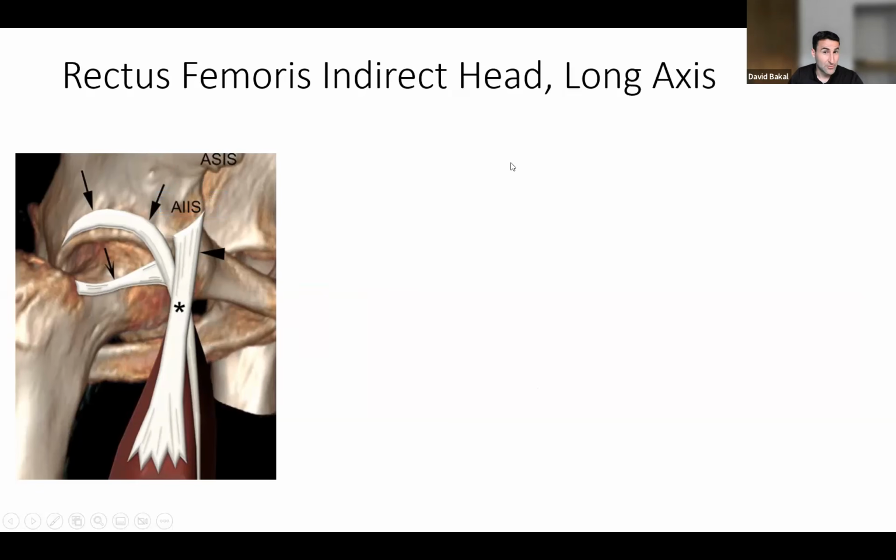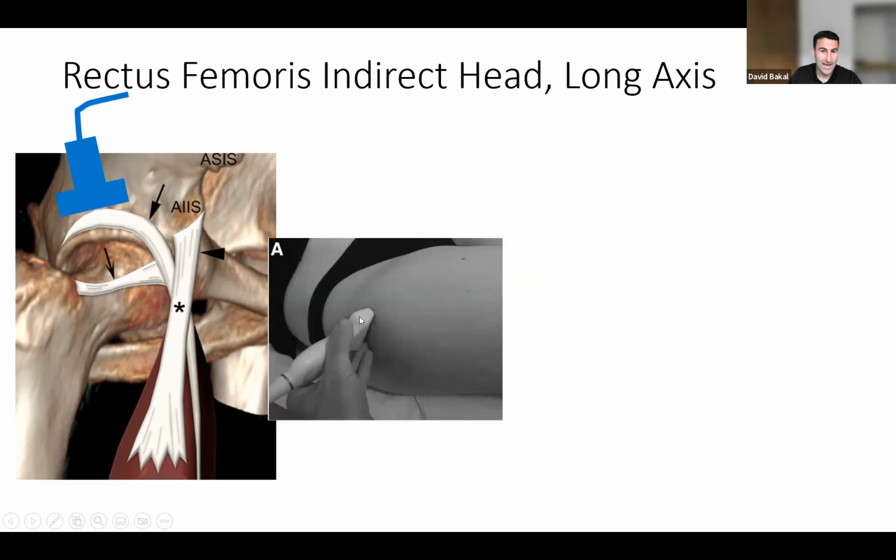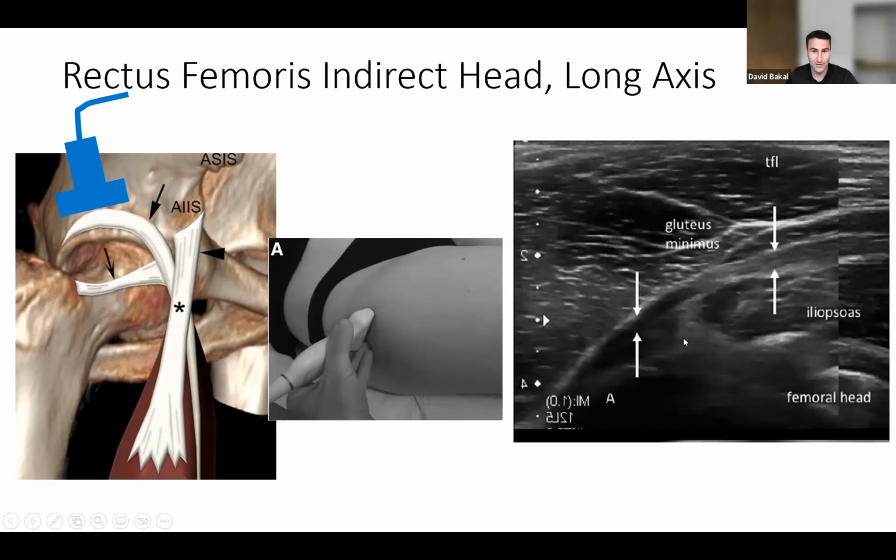So ultrasounding the indirect head is a bit tougher just because it's so deep as it's inserting onto that superior acetabular ridge. Ultrasound probe position would be here. And when you're actually scanning, it's much more lateral than you would think. That was something that surprised us as we were preparing for these slides. I'm going to start with an image from a paper, just because I think it helps explain the anatomy a bit better, and then I'll show you one that we were able to get.